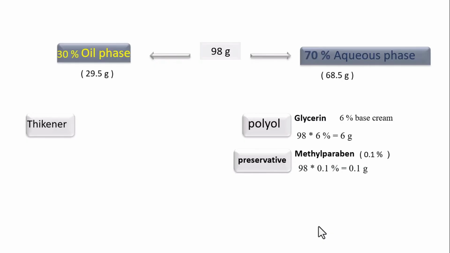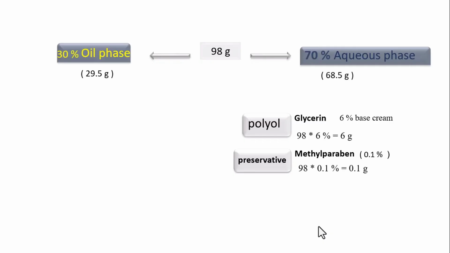As we mentioned before, 3 to 6% polyol is used. In this example, we want to allocate 6% to glycerin. Our total amount is 98 grams. 6% of that is about 5.90, but we'll round that up and consider it as 6 grams. So up to this point, we have 6 grams of glycerin. The second ingredient is the preservative, and in this example, we're using methylparaben as the preservative. 1/10% of the total amount is 1/10 of a gram.